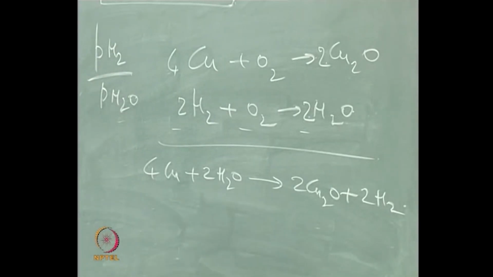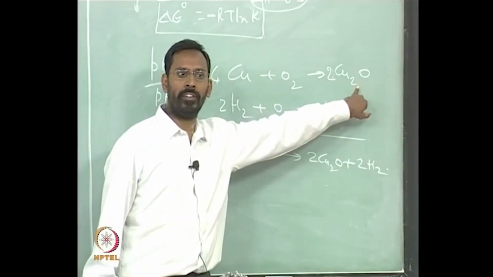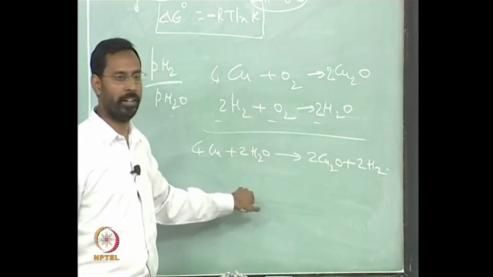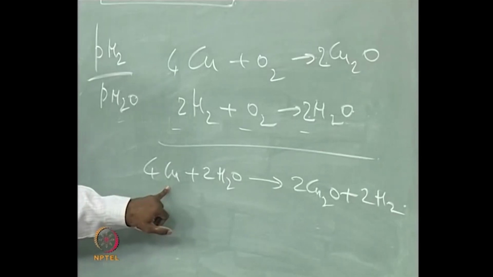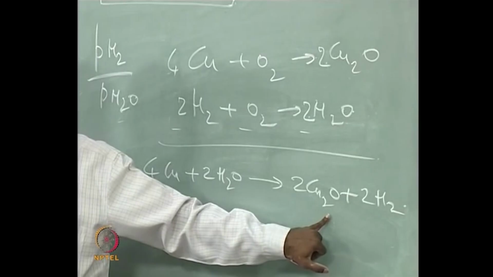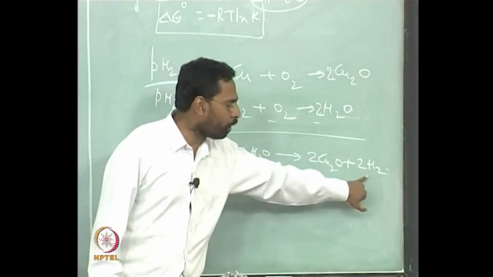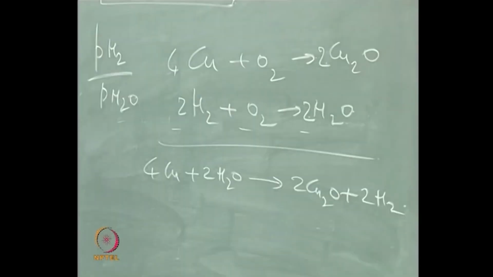Am I right? Basically oxygen goes off; this is minus, I have taken it to that side, brought it to this side simply. So, that means H2O can oxidize copper to give you Cu2O, and H2 can reduce copper oxide to give you Cu. What does that depend on? It depends on the actual values of the partial pressures of H2 and H2O.